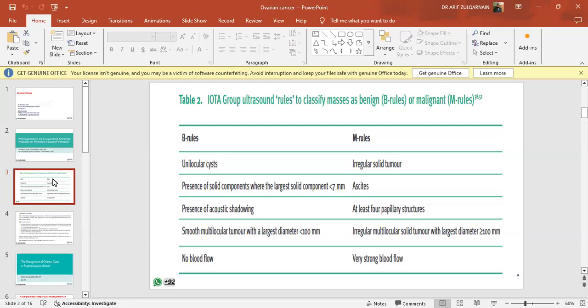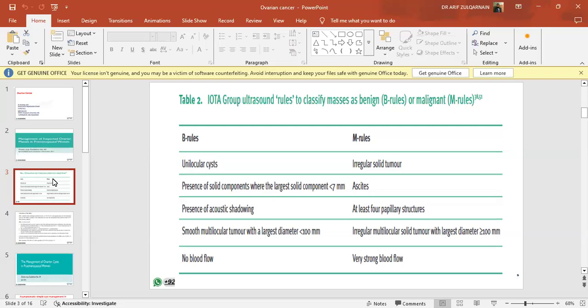B rules mean that these are the benign features, and M rules mean these are the malignant features. And this is the IOTA group ultrasound rules that classify the masses as benign or malignant. IOTA means International Ovarian Tumor Association. Okay. So B rules are if the cyst is unilocular, and it will be benign.